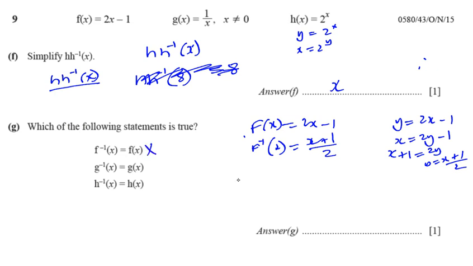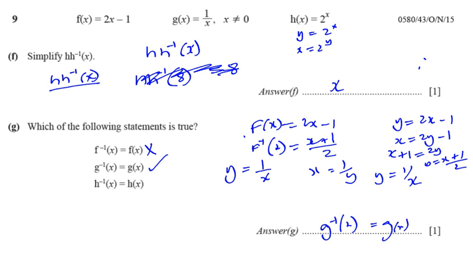For g, we can see that actually it's going to be true, because y equals 1 over x. If you swap them around, x becomes 1 over y, and if you make y the subject, y is 1 over x. So we can see that for this it's true. The inverse and the original function are the same. So you can say that the answer is the inverse of g is the same as g. And of course, for h, the inverse is not.